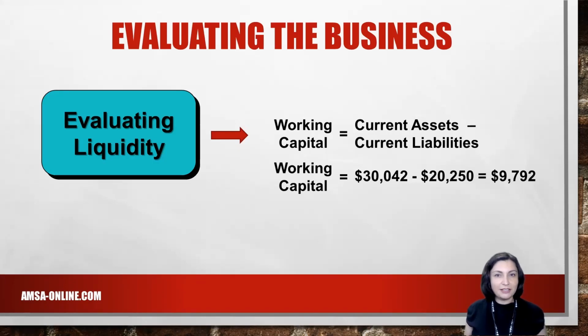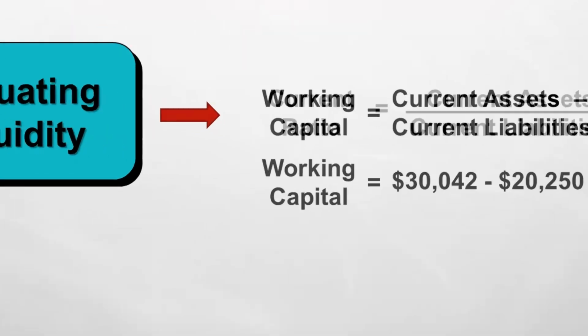Let's calculate the working capital. $30,042 of current assets less $20,250 current liabilities equals $9,792. The company's current assets exceed its current liabilities by $9,792. However, it is important to note here that shop supplies and unexpired insurance are not truly liquid assets. Likewise, unearned rent revenue doesn't actually represent a future cash obligation.